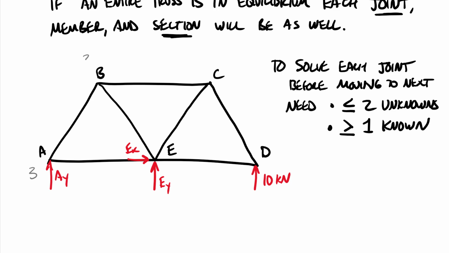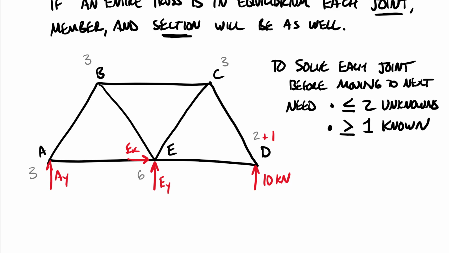B has 3 members. C has 3 members meeting there at C. D only has 2 members, plus it has the 1 known. So it turns out that D will meet our criteria over here: 2 or fewer unknowns and 1 or more knowns. And then as we get here into E, oh goodness, 1, 2, 3, 4 members and 2 reactions, there's 6.